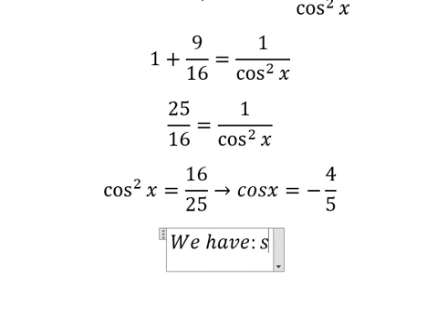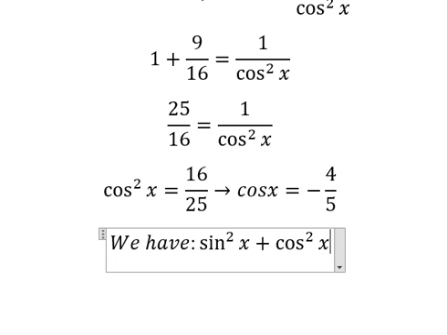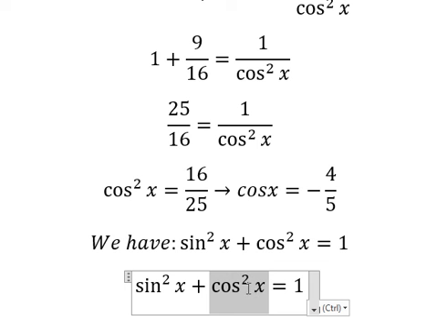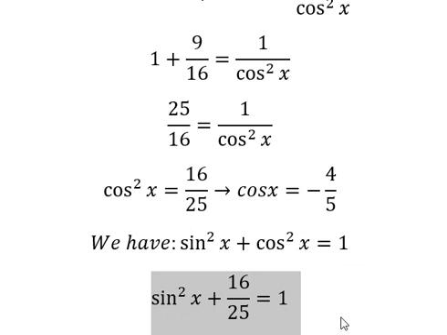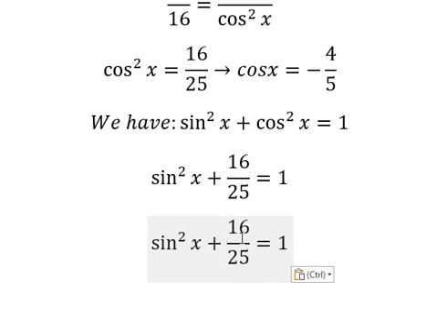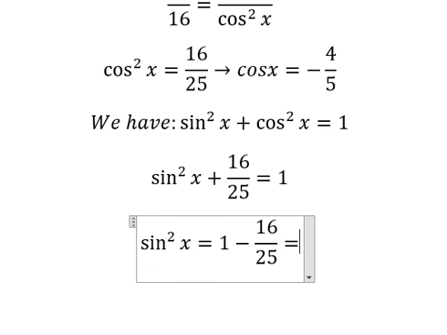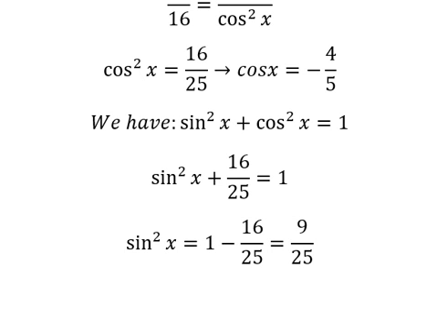we have sin x squared plus cosine x squared equals number 1. And we know that cosine x squared is this one. Now I will move this one to the right, and we have 9 over 25.